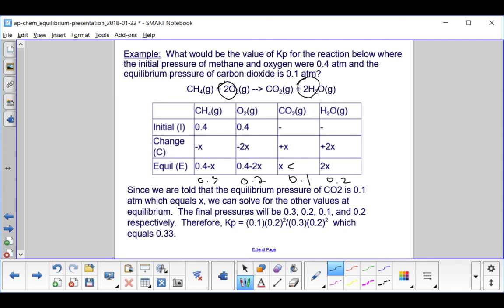So we have final pressures that we can just plug into a Kp expression, which again is pressure of products over pressure of reactants. So starting with the products, we have carbon dioxide, 0.1 times 0.2. Now we have a coefficient still of 2, so squared, over 0.3 times, again, 0.2 because the oxygen should be squared. And so we put that in a calculator. These 0.2 squareds cancel, and we get 0.1 over 0.3, which is 0.33.